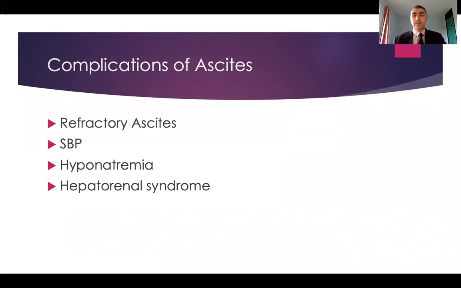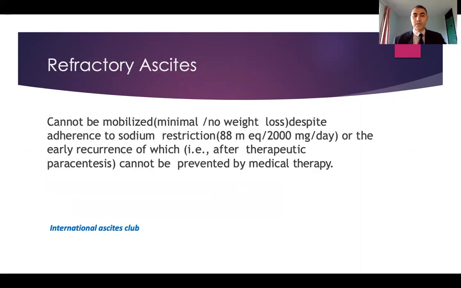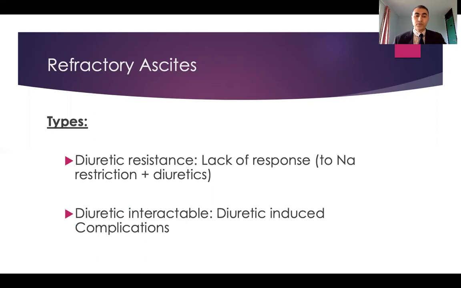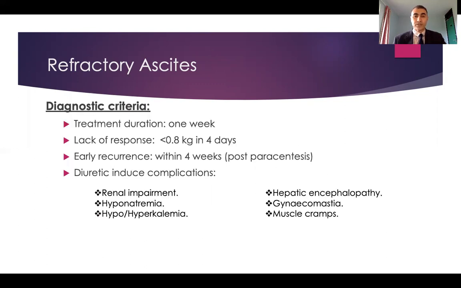Complications of ascites are refractory ascites, SBP, hyponatremia, or hepatorenal syndrome. Refractory ascites is defined by the International Ascites Club as ascites that cannot be mobilized despite adherence to sodium restriction, or early recurrence which cannot be prevented by medical therapy. And there are 2 major subtypes: either diuretic resistance, where you reach the maximum dose for at least 1 week with no response, or diuretic intractable, where diuretics induce some complications.